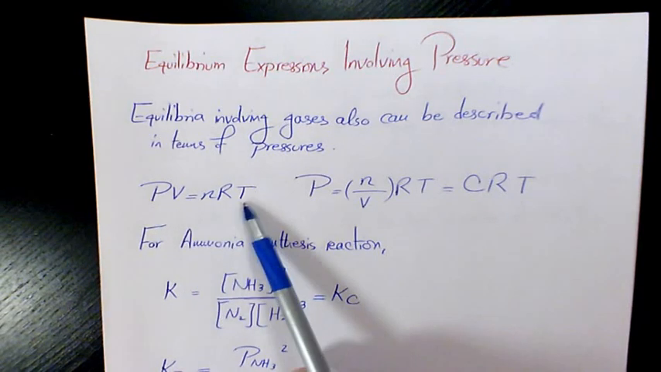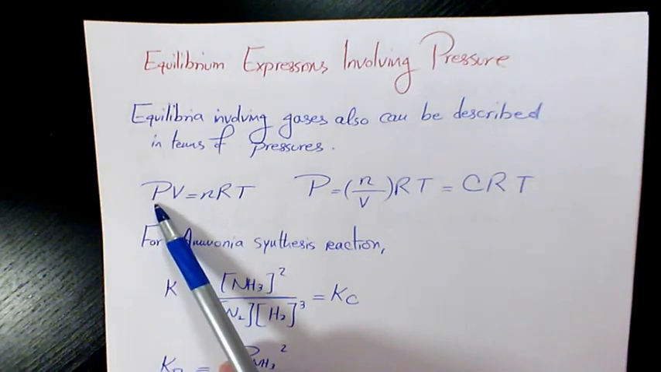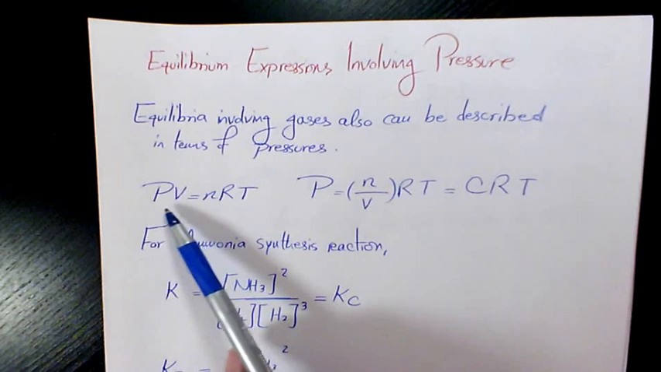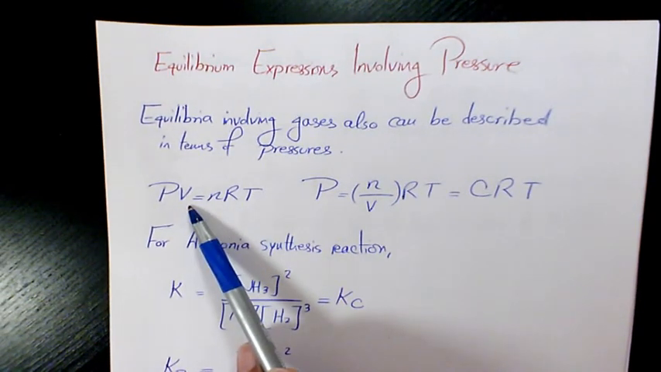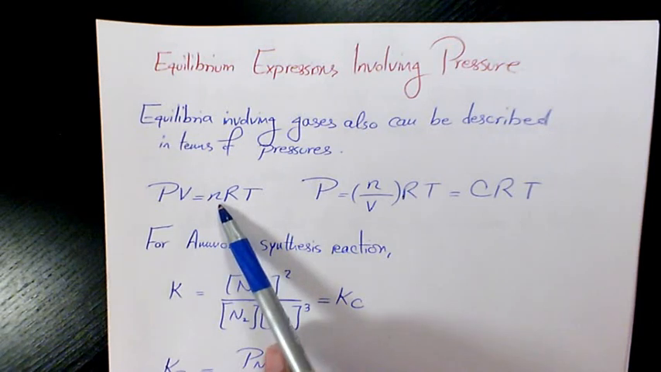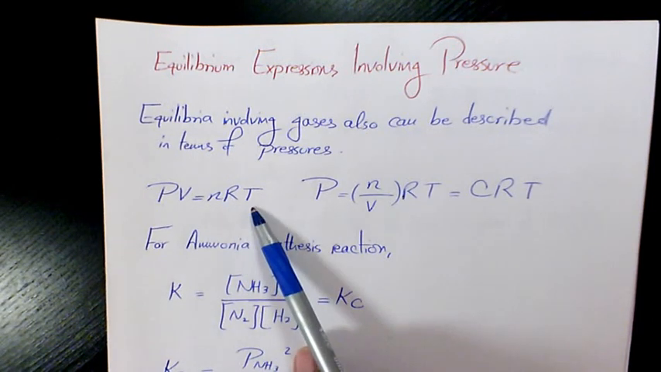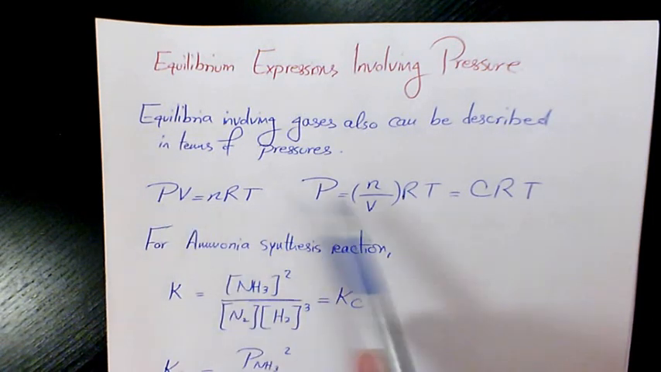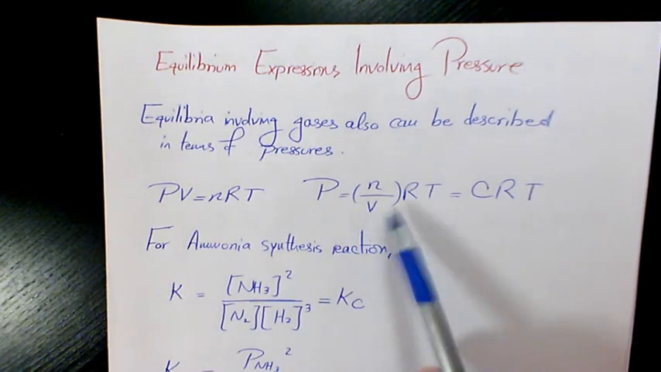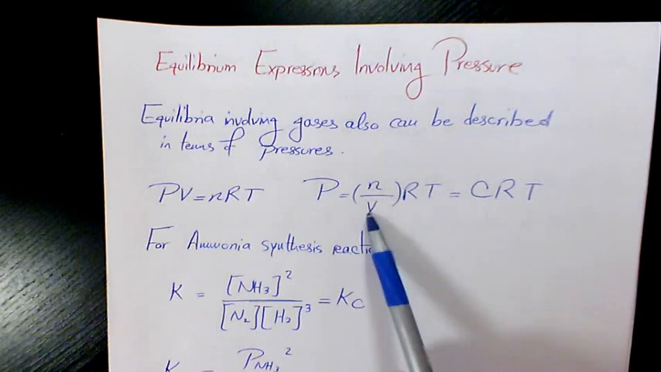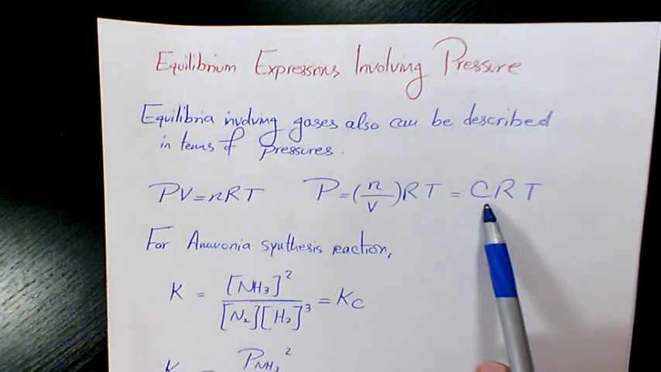We know that we have this equation for gases: PV equals nRT. P is the pressure, V is the volume, n is the number of moles, R is the gas constant, and T is the temperature. Then we divide both sides by V, so P equals n over V times RT. n over V is C, which is the molar concentration.